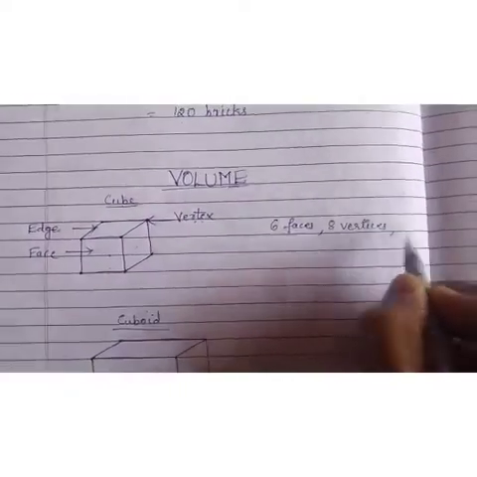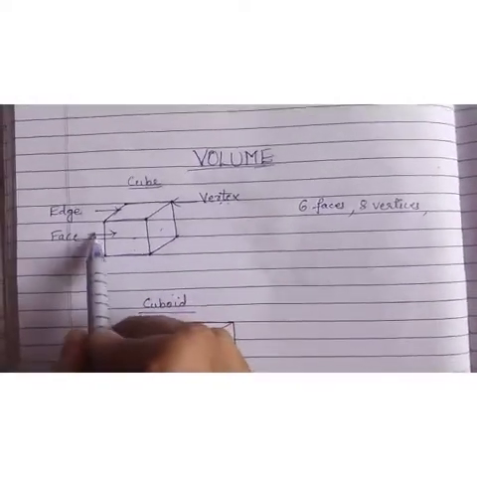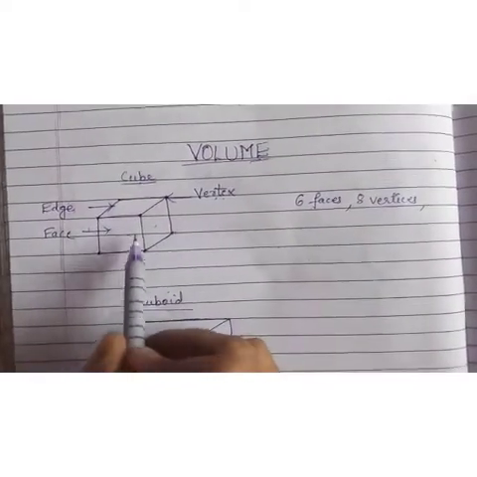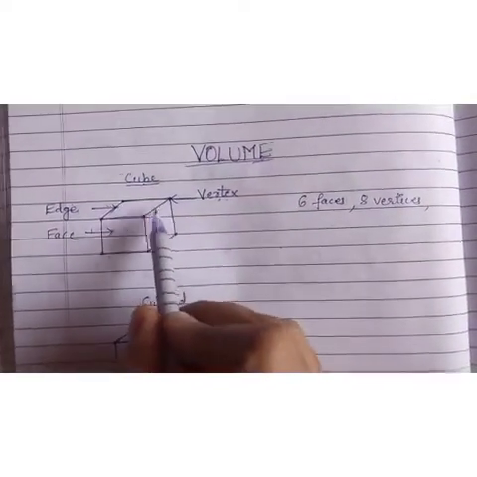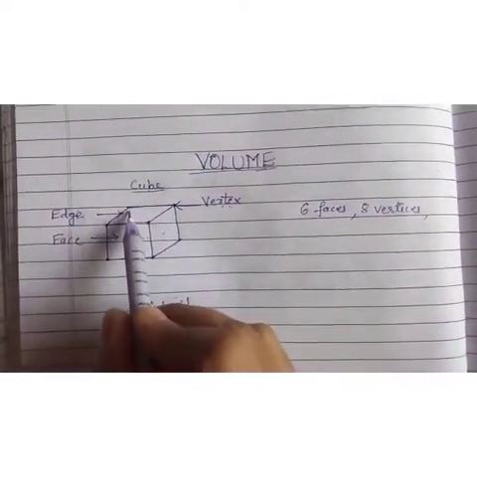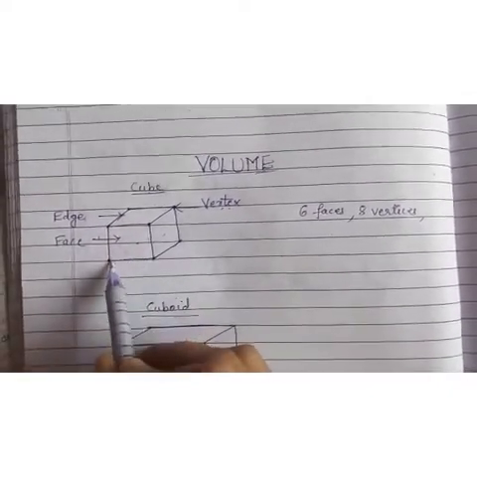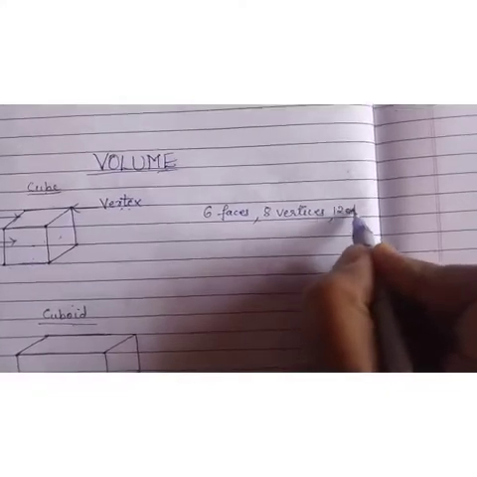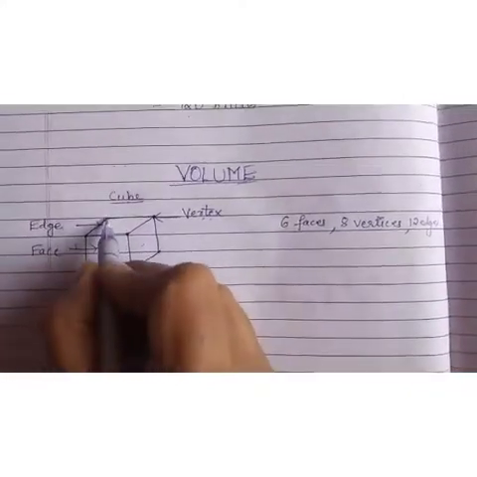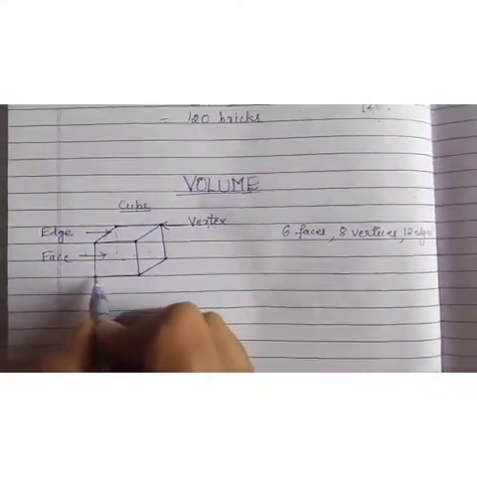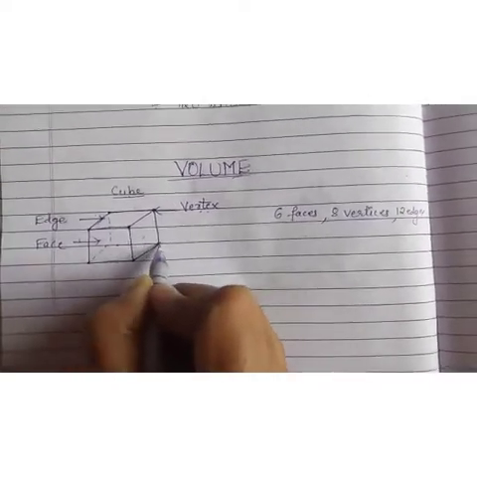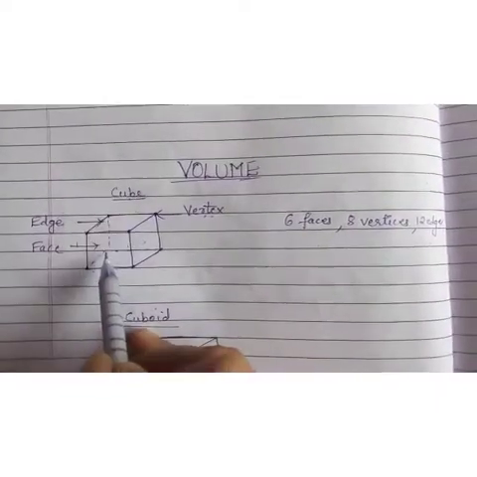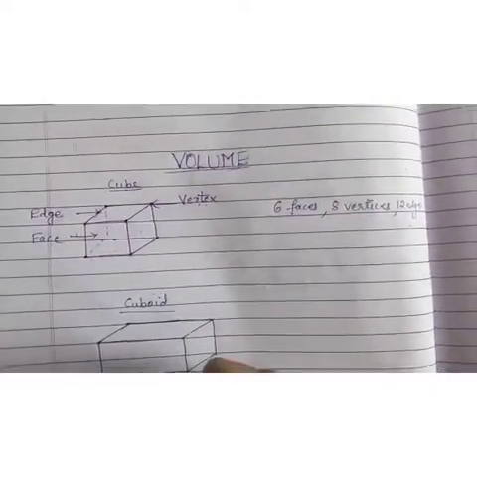And next one is edges. Edges are nothing but the line segments which join. 1, 2, 3, 4, 5, 6, 7, 8, 9, 10, 11 and 12. So totally there are 12 edges. The hidden ones you can draw as a dotted line. So totally there are 12 edges, 8 vertices and 6 faces.